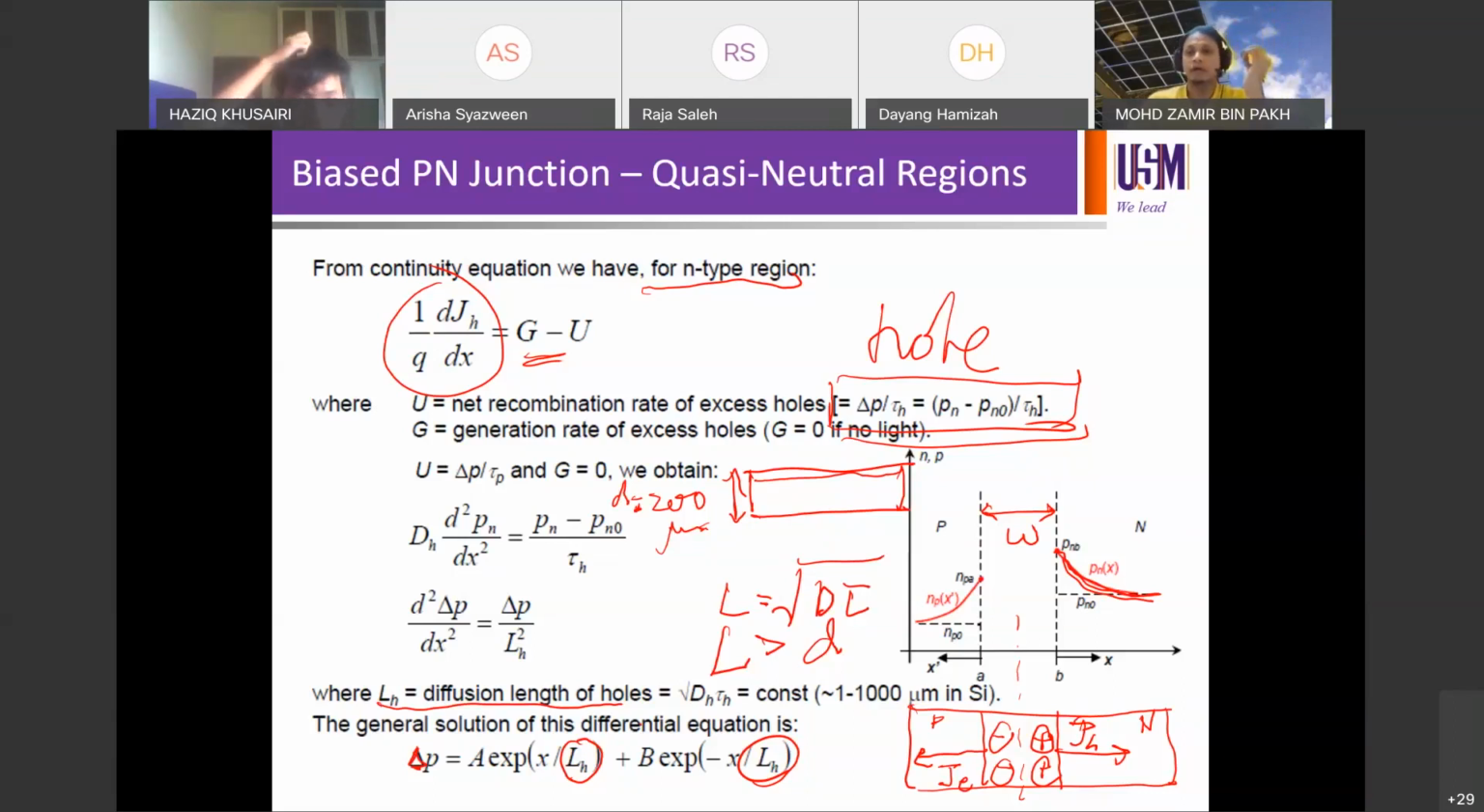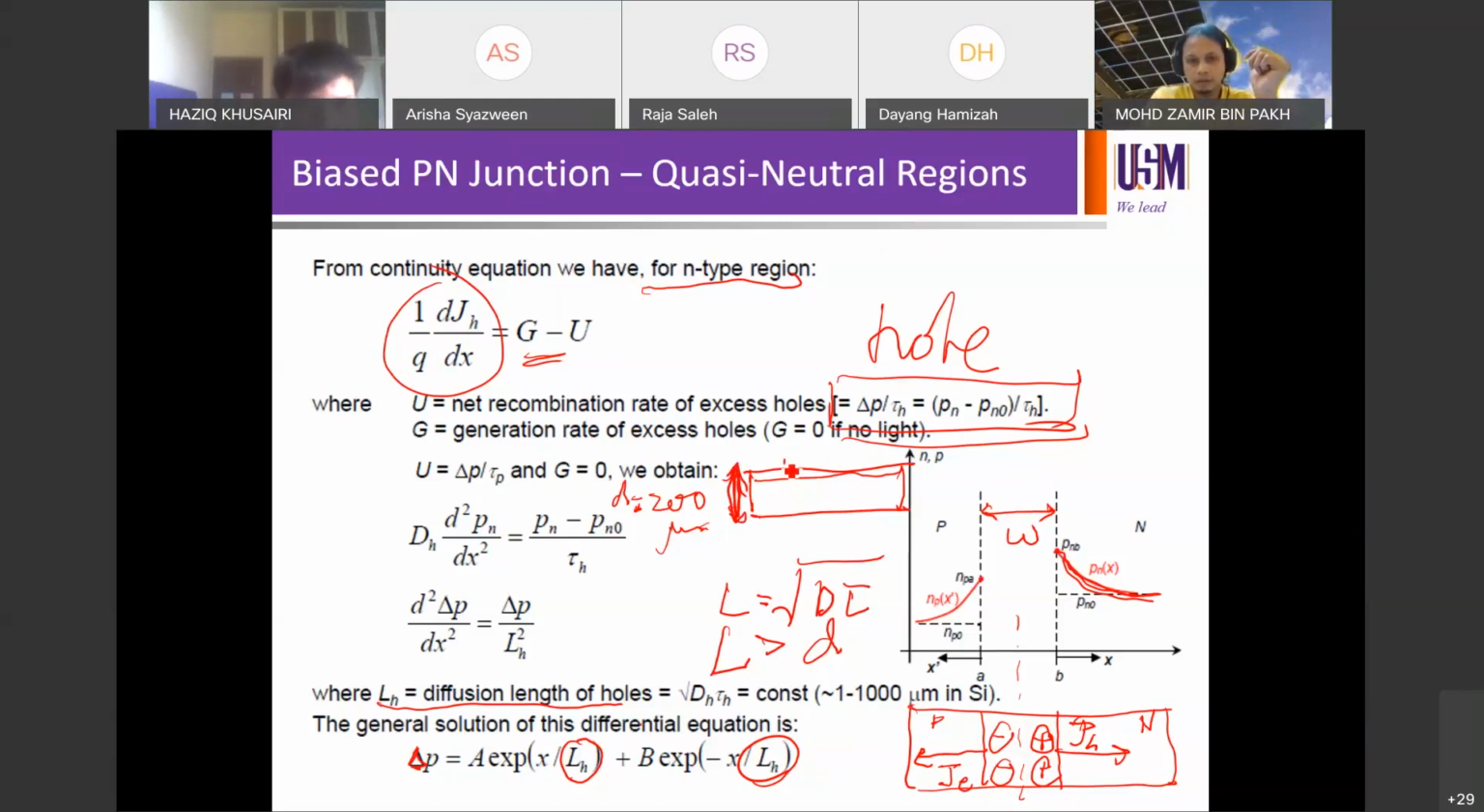On the other hand, if your L is less than D, this is the D, okay? Kalau diffusion length is less than D, that means carriers tu dia tak akan survive lah. Carriers will only diffuse through a distance, but then they will recombine before they reach the end of the device, okay?